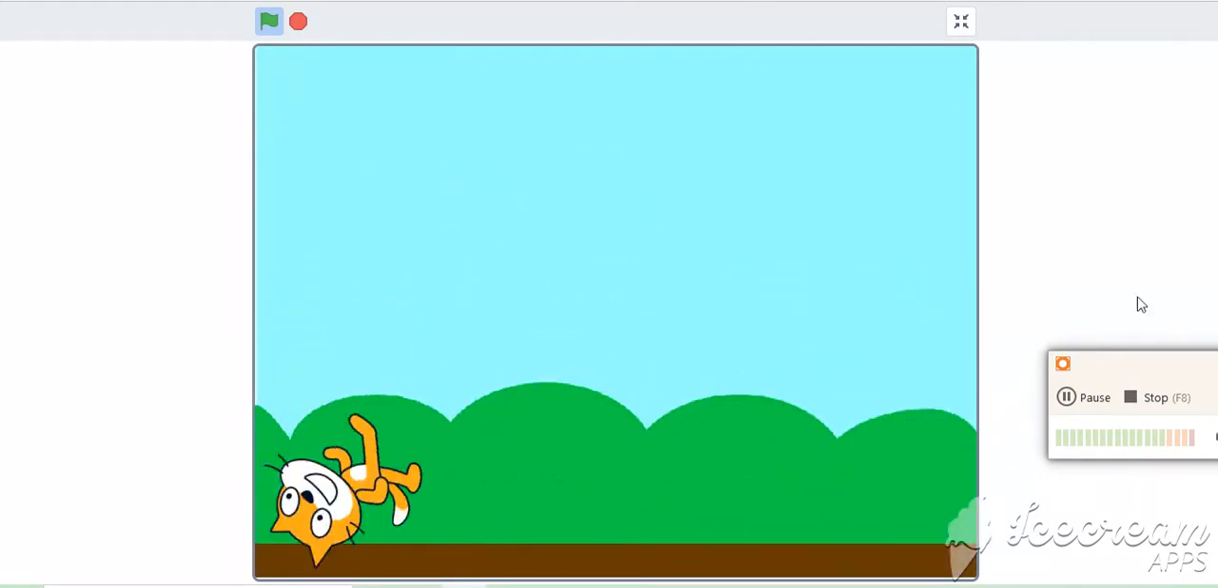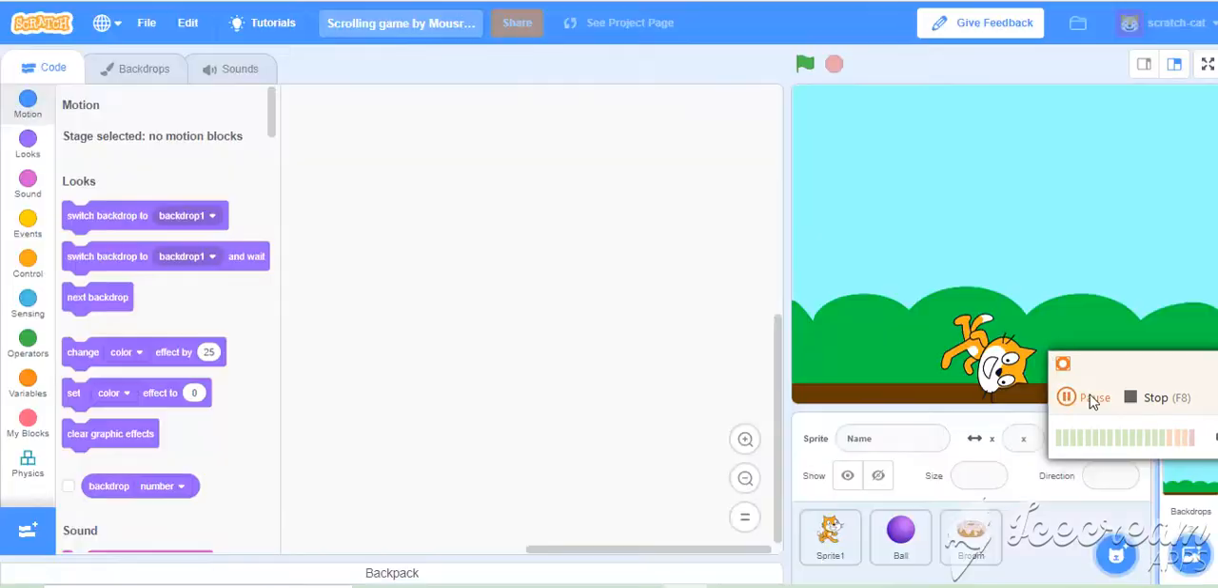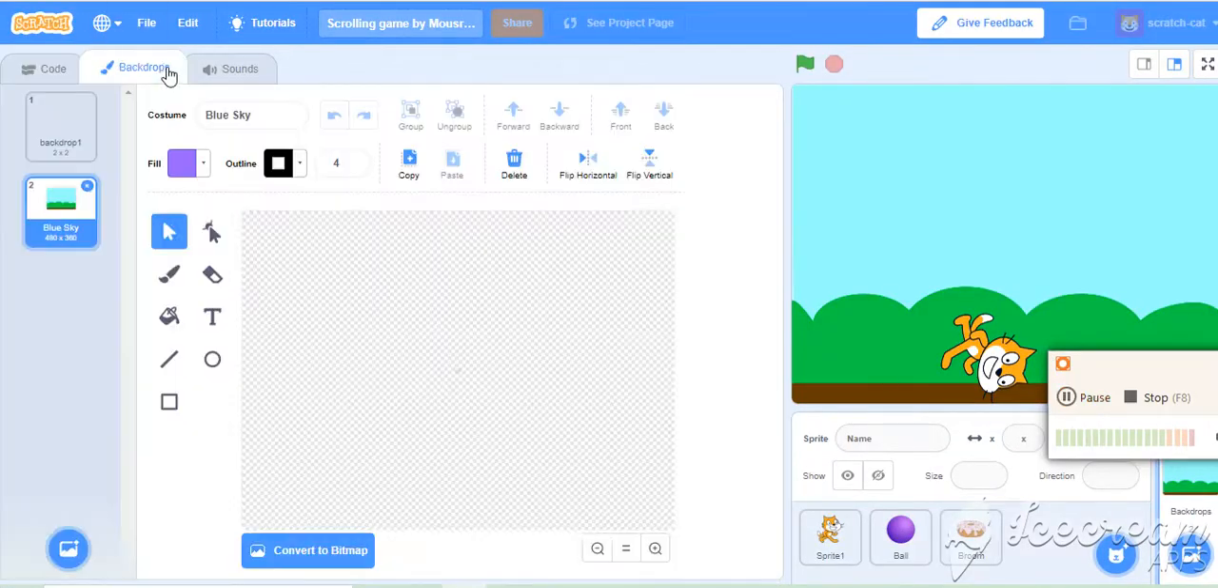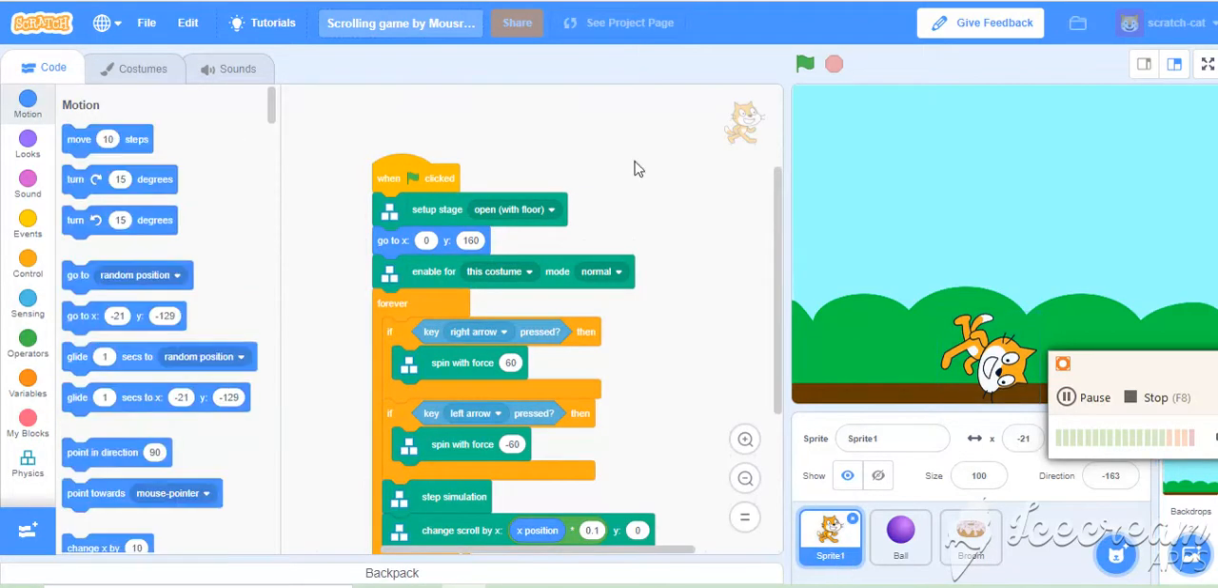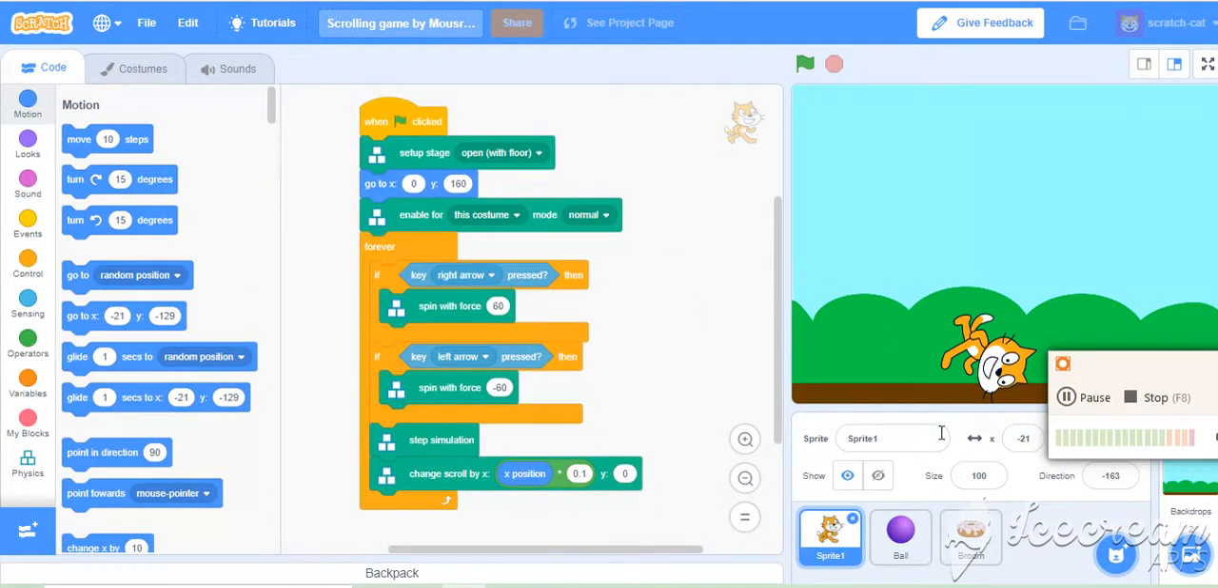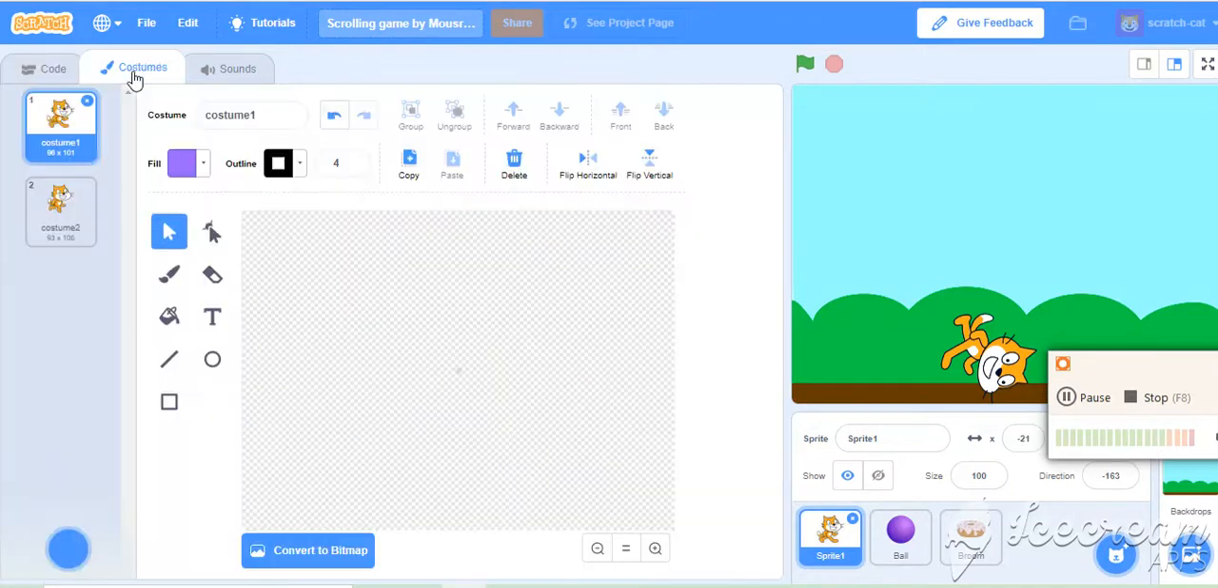Okay, so let's see how to make the game. So guys, to make the game you need a backdrop named Blue Sky and a sprite named Scratch, and this is the code of the sprite, and this is the costume of the sprite.